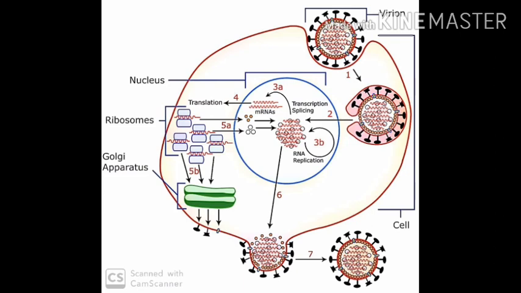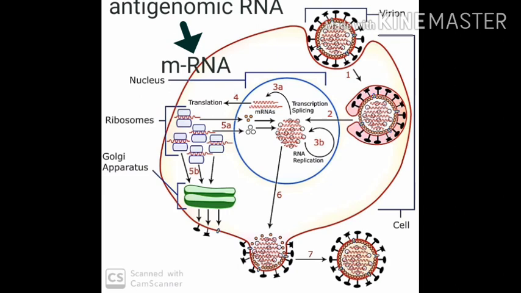RNA replication. In the replication process, two intermediates are formed. One intermediate genome forms the antigenome and the other makes a new genome. RNA transcription process. The antigenomic RNA formed in RNA replication is converted into the positive-chain genome plus mRNA with the help of RNA polymerase enzyme.